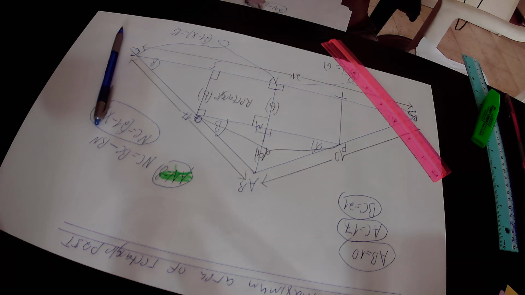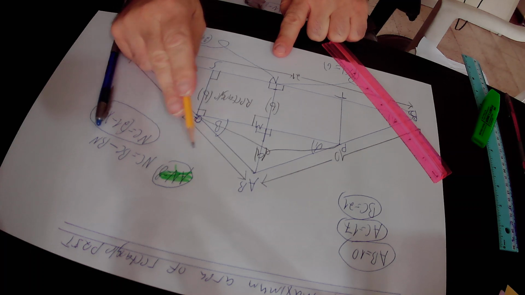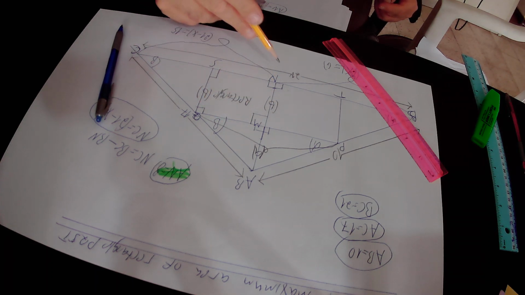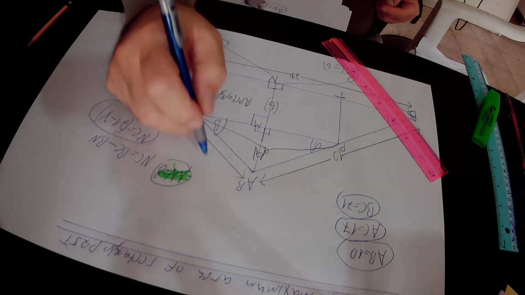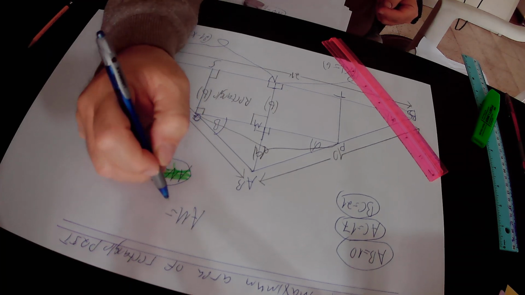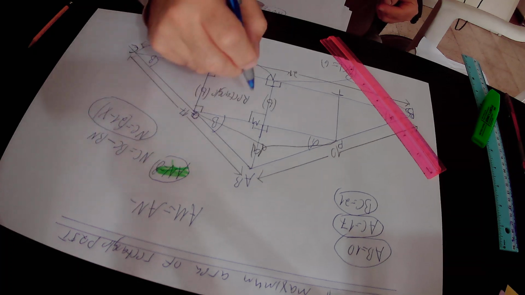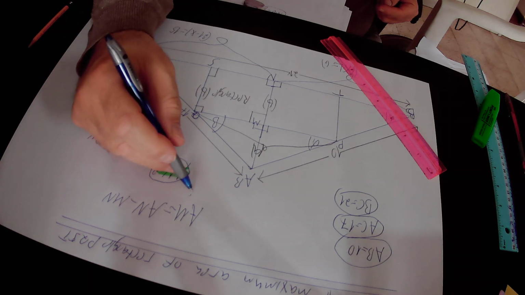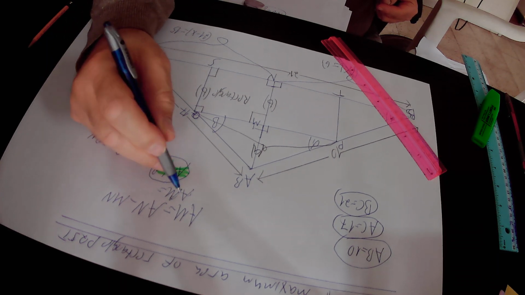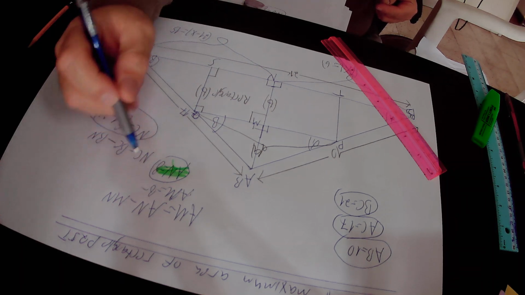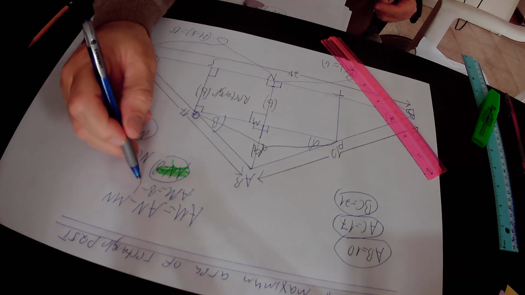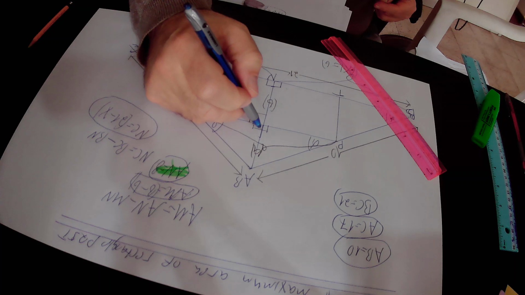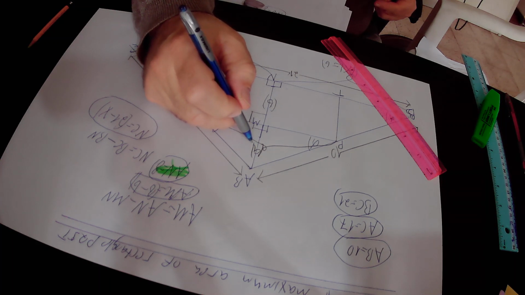We found out that AN equals 8, therefore AM equals AN minus MN. So AM equals AN, which is 8, minus MN, which is b. So in total, AM equals 8 minus b.